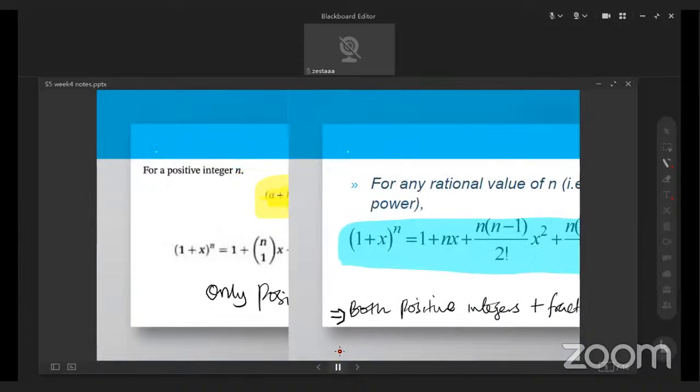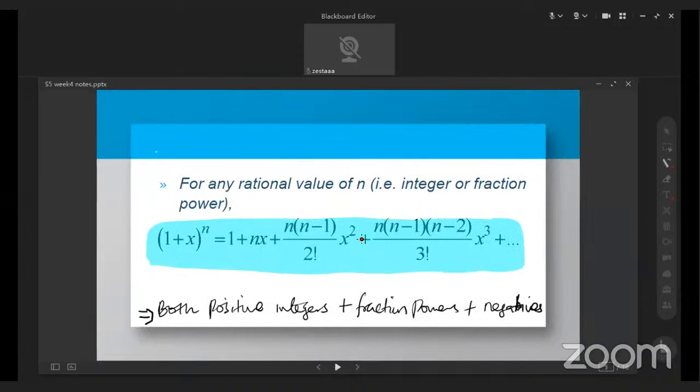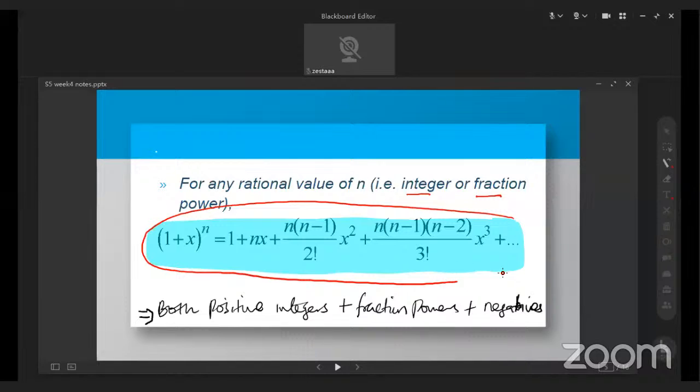Now for the other one here, look at this one here. We are saying for any rational value, where we are looking at the integers or the fractions, this one here works for all of them.